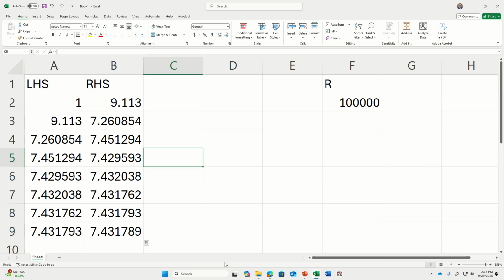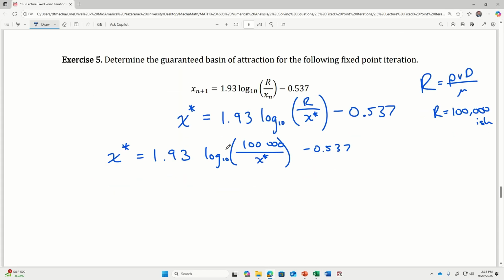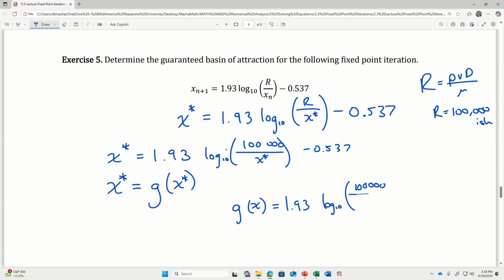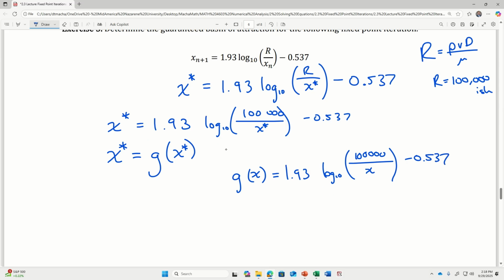Now, let's take the derivative and evaluate the derivative at the fixed point. And so this fixed point iteration is like something like this. Let's call this function g. So g of x would be equal to 1.93 times log base 10 of 100,000 divided by x, minus 0.537. And we're taking the derivative.